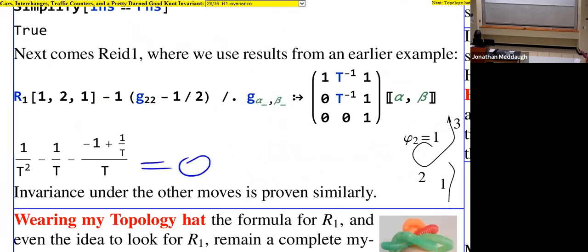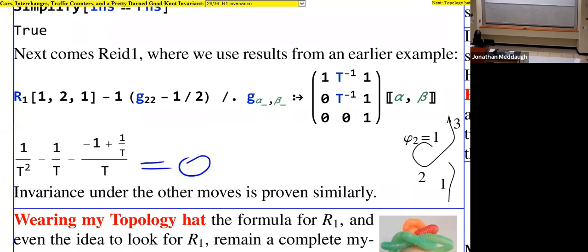Similarly, you can compute Reidemeister 1. You take the same little piece that I did before, the kink, and the G alpha beta for this kink is given by this explicit matrix. So I compute R1 of that kink, subtract the correction term, and apply the rule that G alpha beta goes to the alpha beta entry of this matrix. I tell the computer to compute this, and the computer outputs this. And I have to show you that I can do something by hand. So I computed by hand that this is equal to zero.